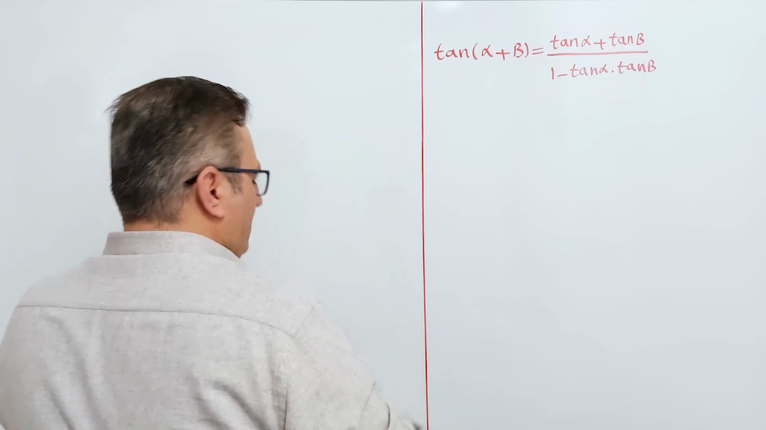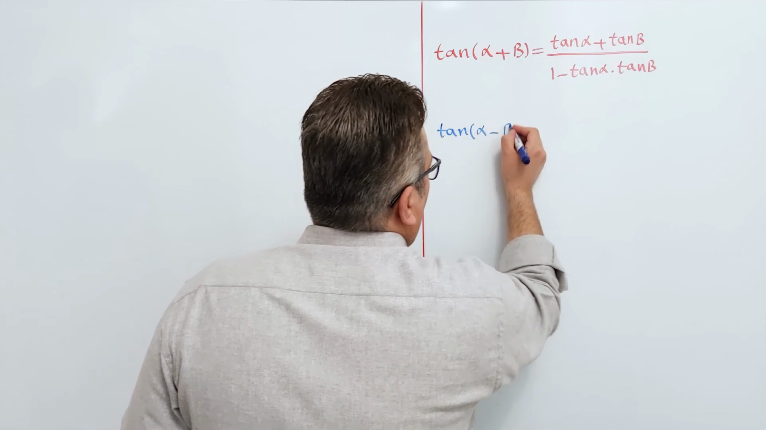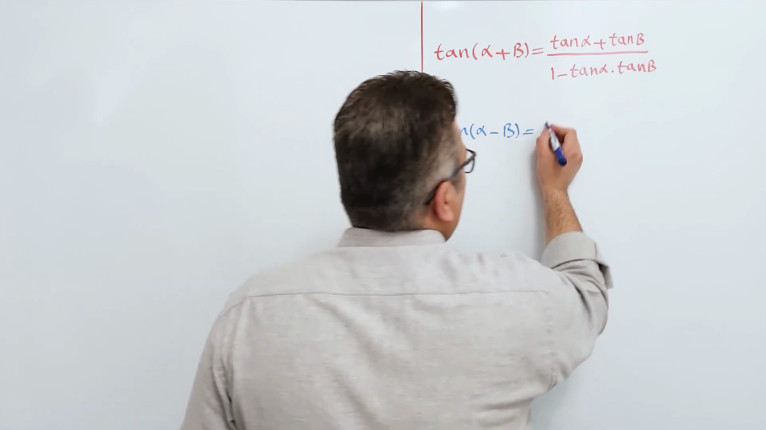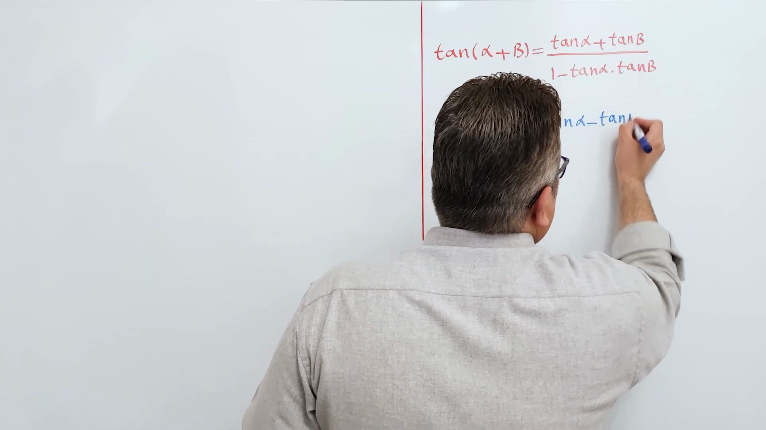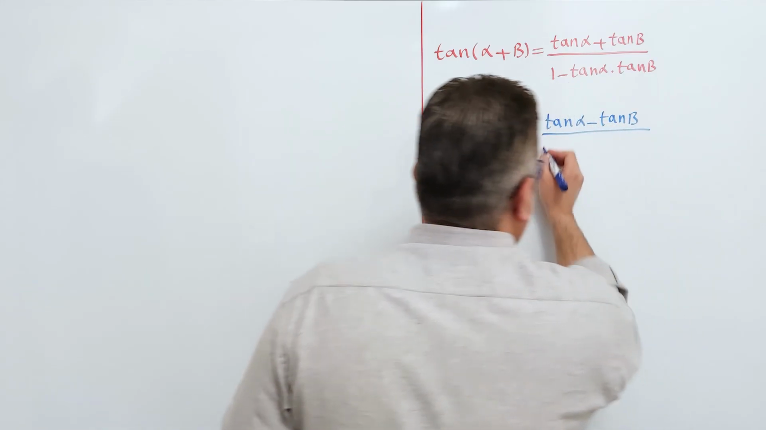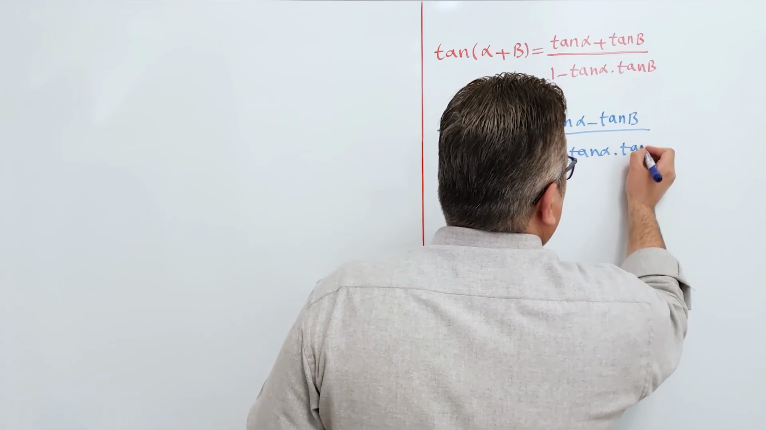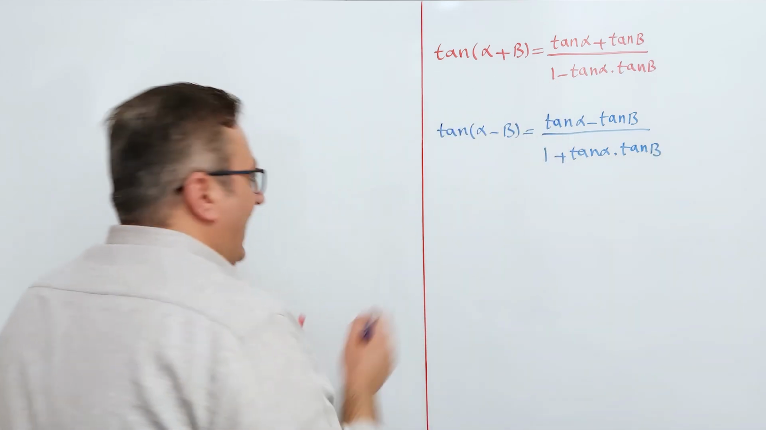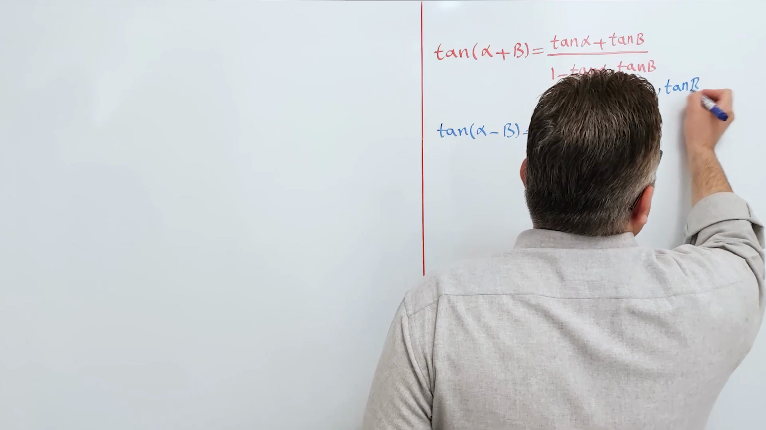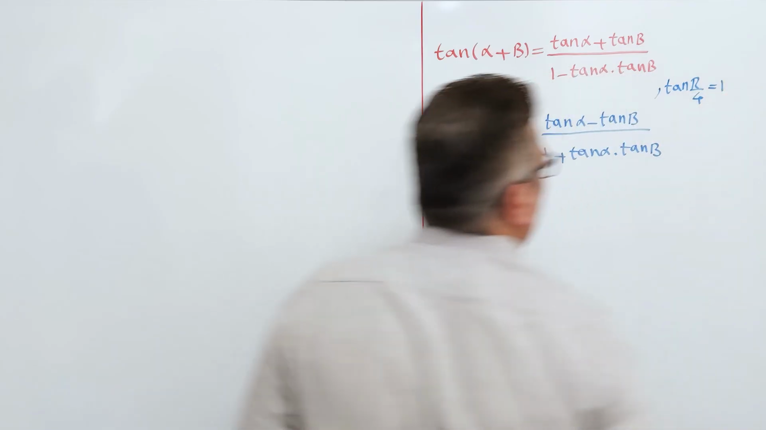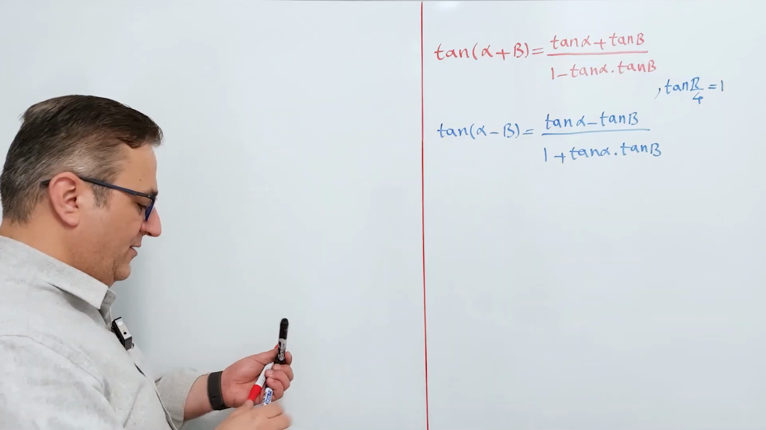And also tangent of alpha minus beta is equal to tangent alpha minus tangent beta divided by 1 plus tangent alpha times tangent beta. And we know that tangent pi over 4 is equal to 1. We learned these formulas in the previous video.